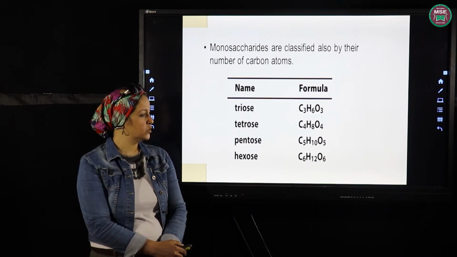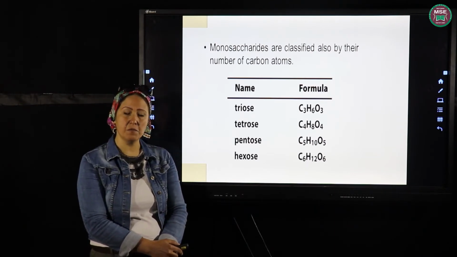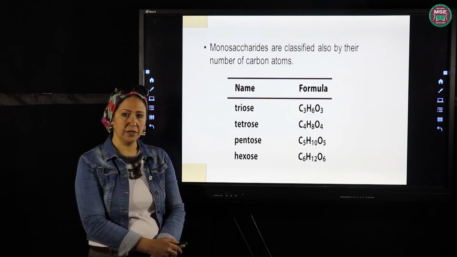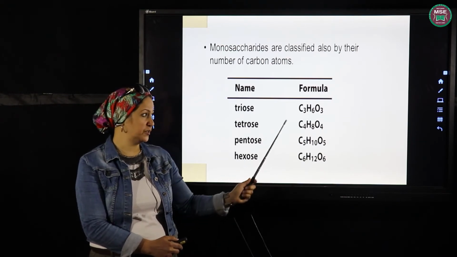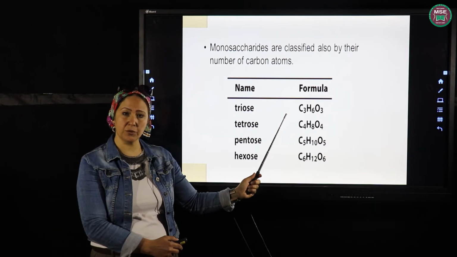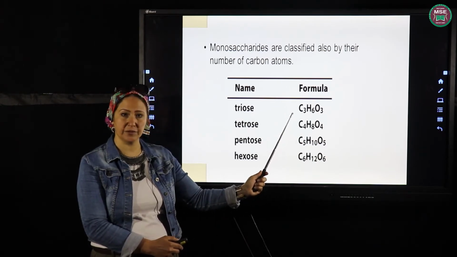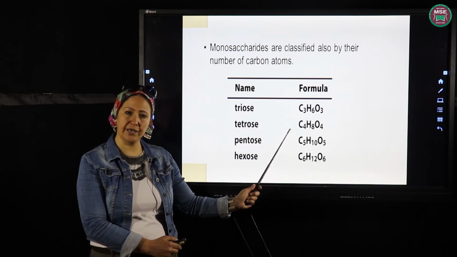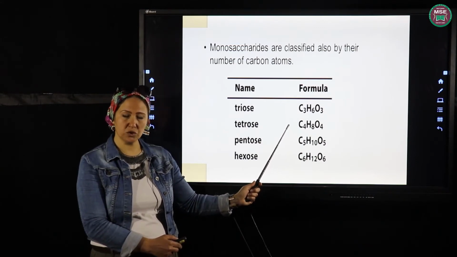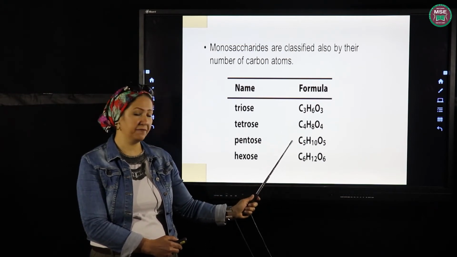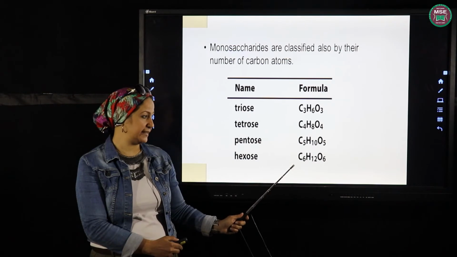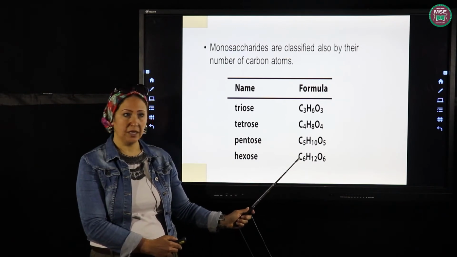This slide talks about different examples of monosaccharides. I said that monosaccharides contain carbon atoms from 3 to 6. So the first one is C3H6O3, which is one of the monosaccharides according to the number of carbon atoms. We have C4H8O4. This is also a monosaccharide because the number of carbon atoms equals 4. Then C5H10O5 or C6H12O6.